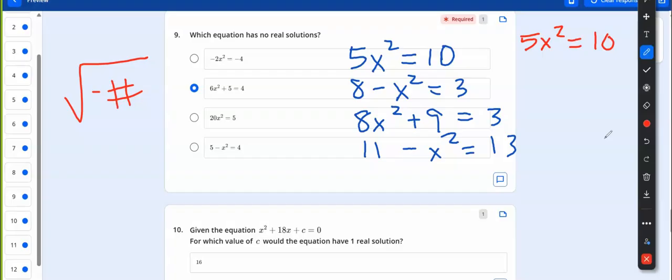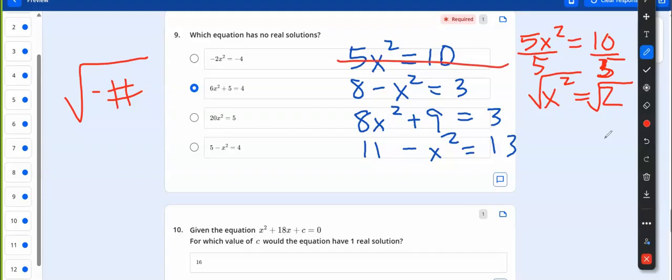So am I just going to divide by 5? Yeah, that's a good start. Divide by 5. And that gives me x squared equals 2. Now what? Square root those? Yes. Did you end up with the square root of a negative number? No. So that cannot be the right answer. That has to have solutions, not no solutions. Okay, so we go to the next one.